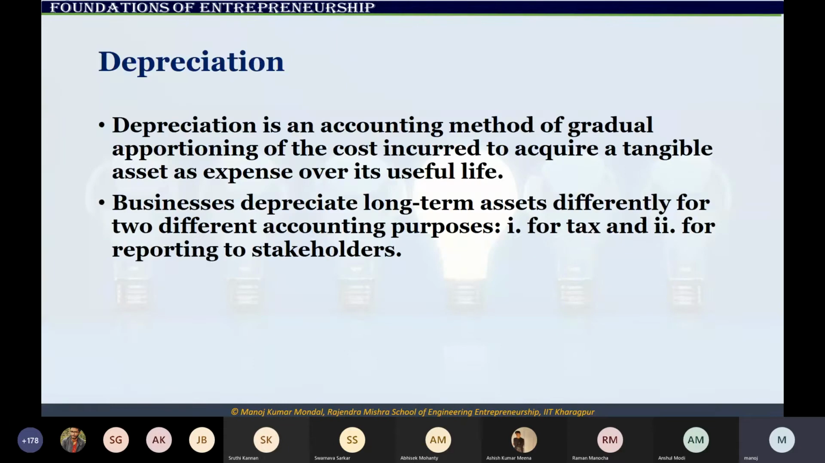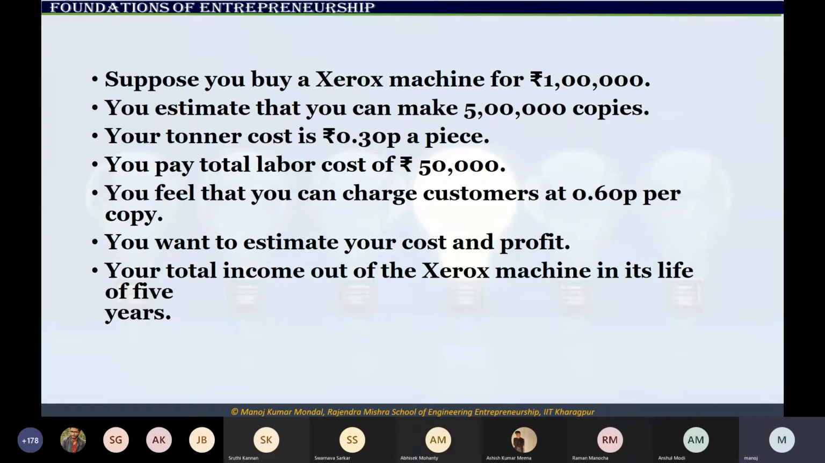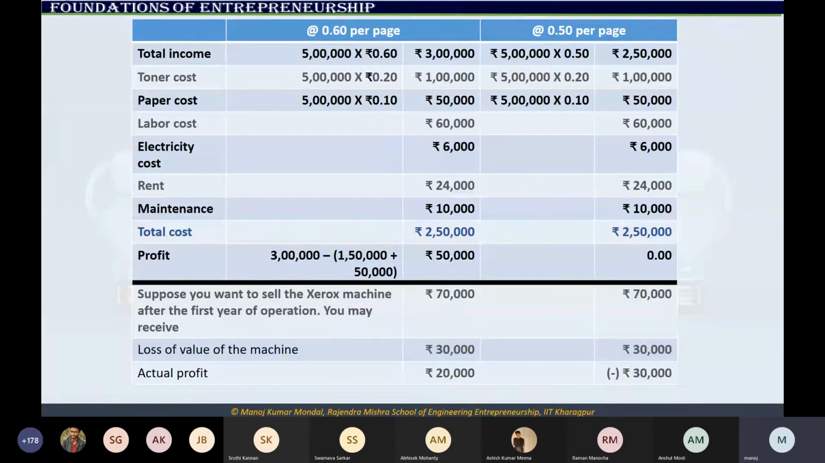Let's move forward. I'll not discuss too much because depreciation was introduced in the previous class. So there is this Xerox machine example just to drive home the point.